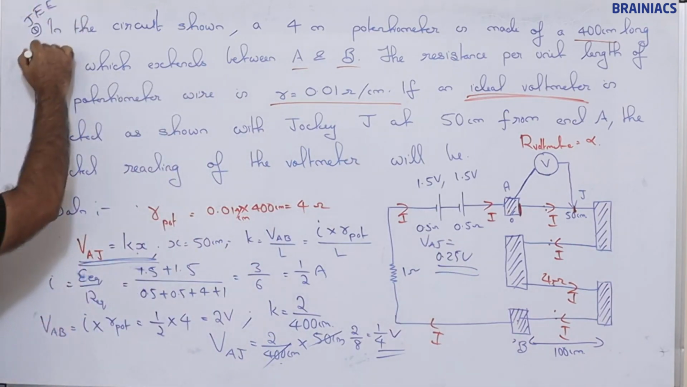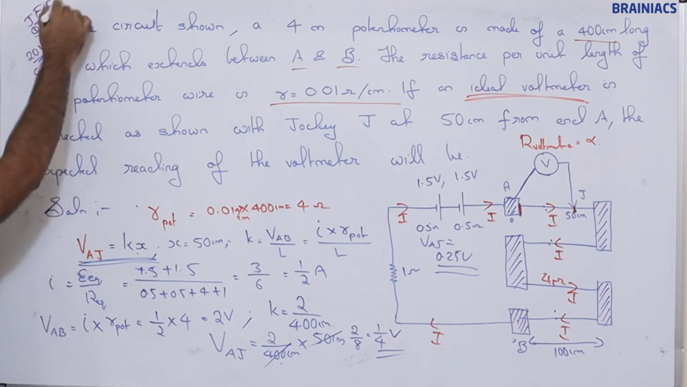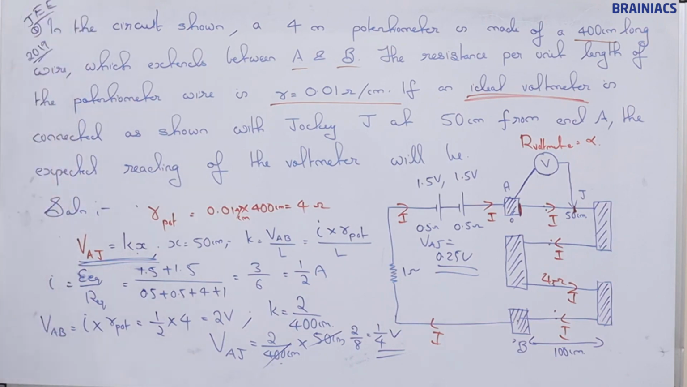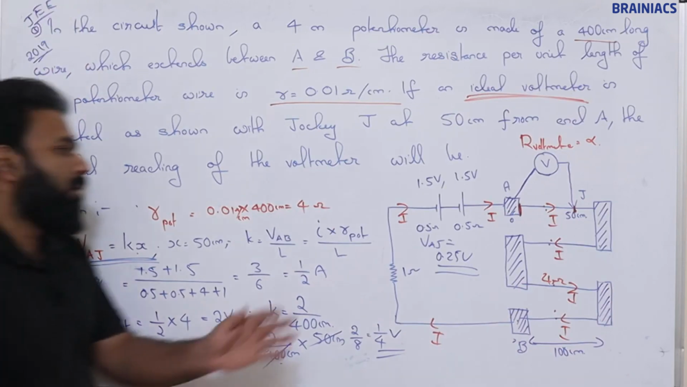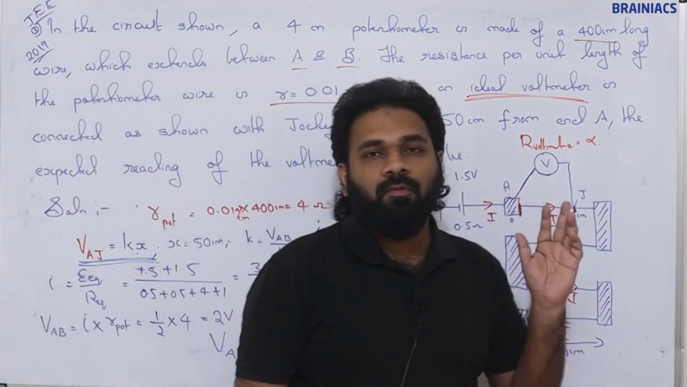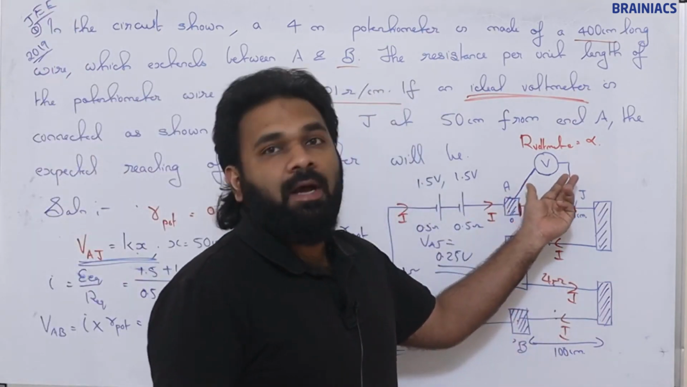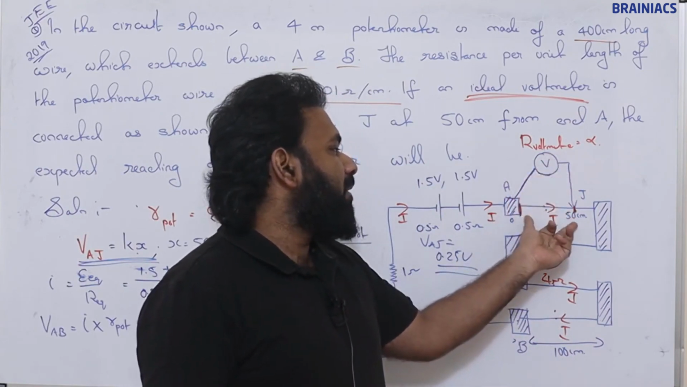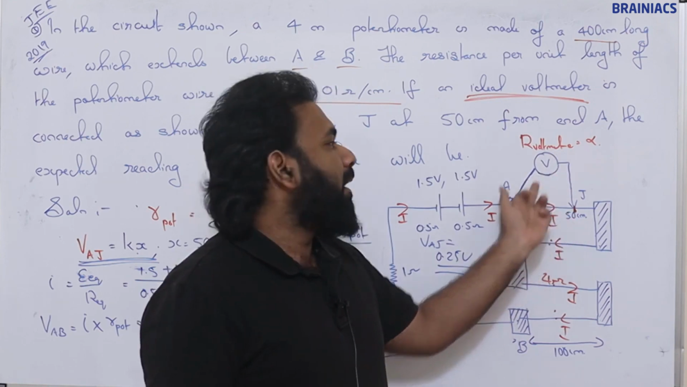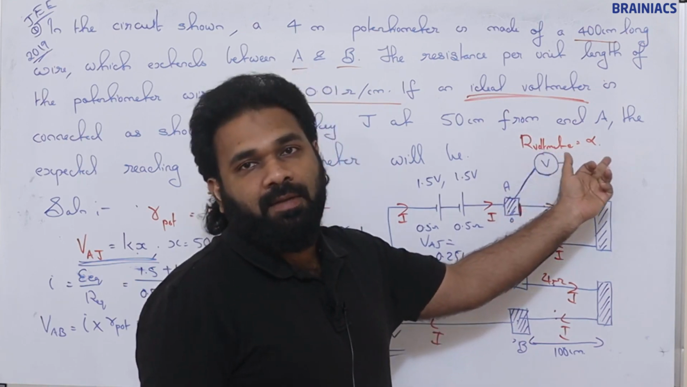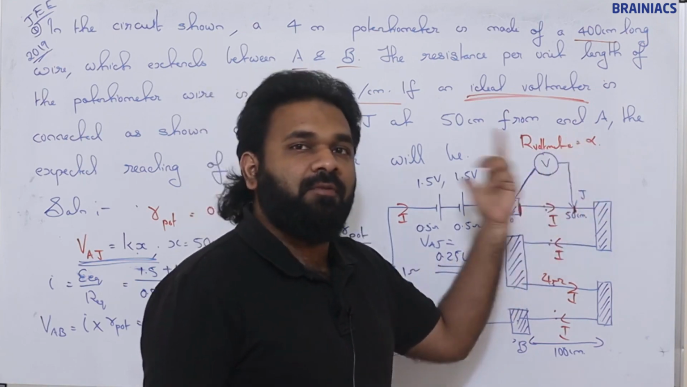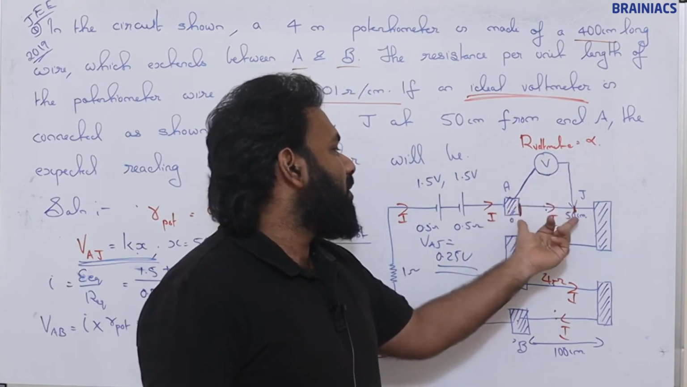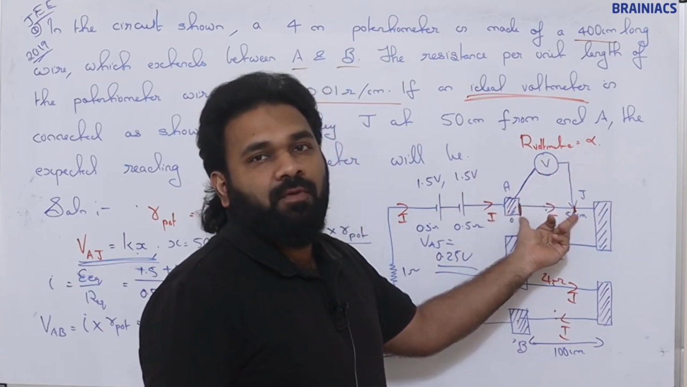So this is also a JEE question, JEE Mains 2019, I think. Okay, simple. I repeat, what we need to find? We need to find the reading of the ideal voltmeter. The ideal voltmeter is connected across A and the jockey is connected here. Ideal voltmeter means no current will be passing through this because its resistance is infinite. Right? So this VAJ is what we need to find.